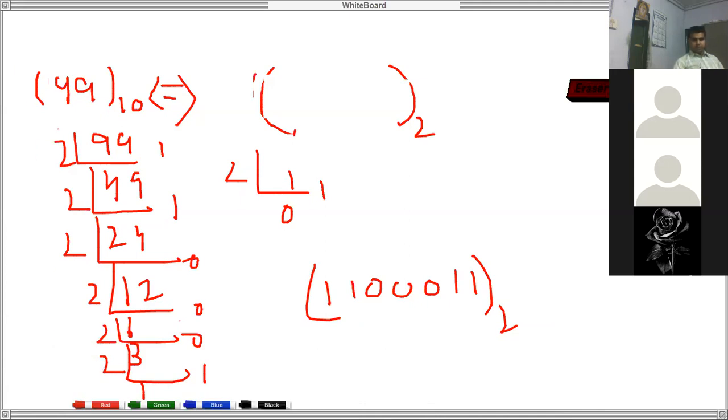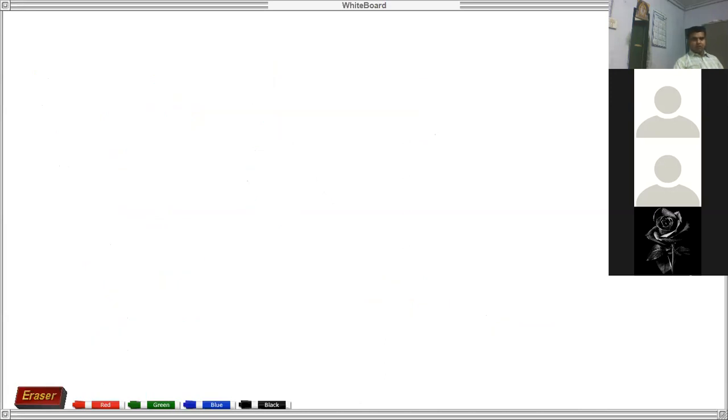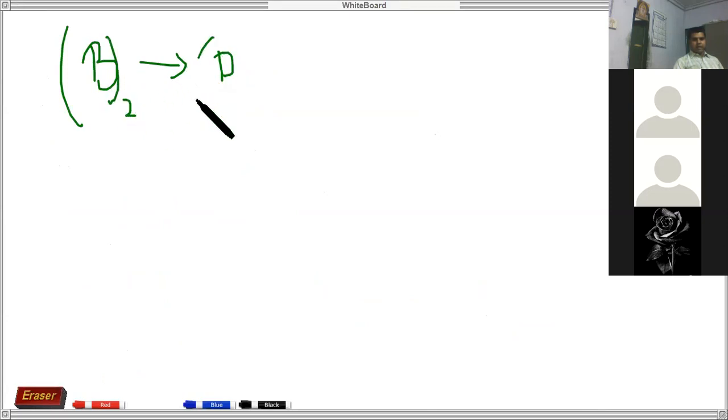What is the reverse process? The reverse process is that we will have a binary number, and from there we have to come to a decimal number. What is a binary number? Binary number is base 2 and decimal number is base 10.